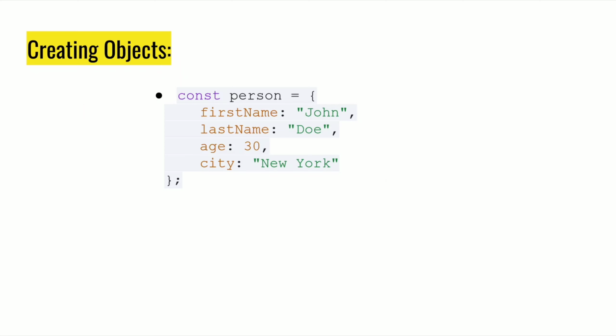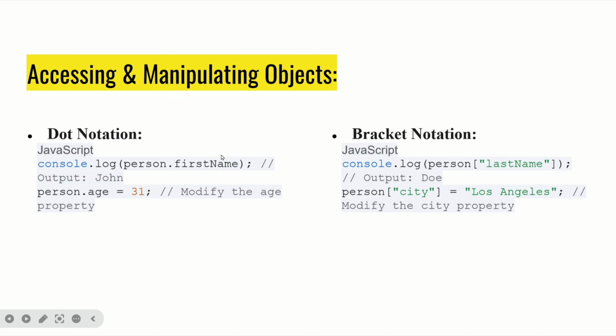And here, creating an object, here is the syntax for that one. A constant person, here constant is a keyword for describing a person, and in the object we are initializing the variables here. Coming to accessing and manipulating the objects, they are defined under two notations, dot notation and bracket notation.